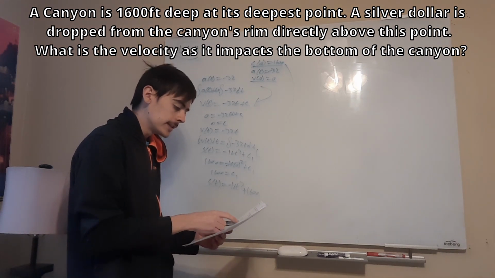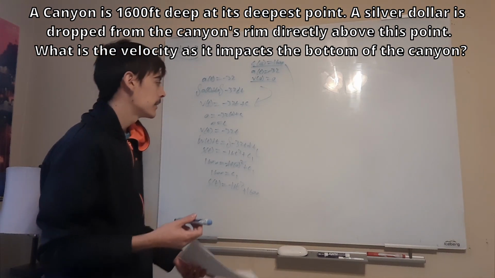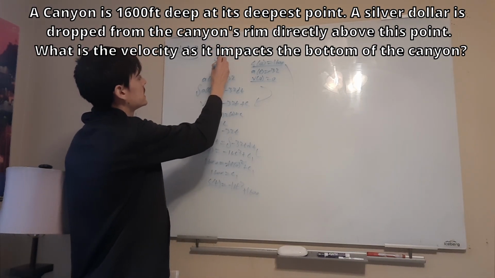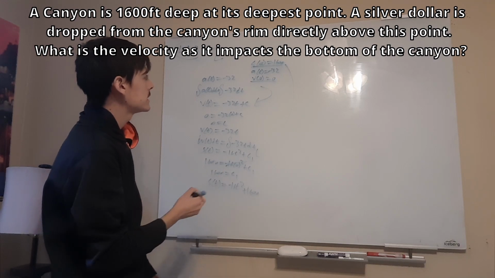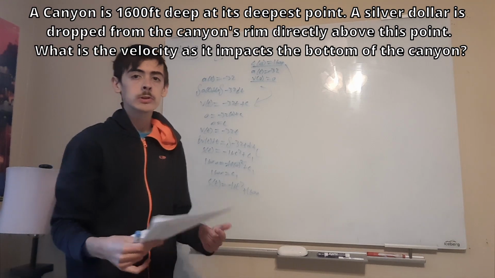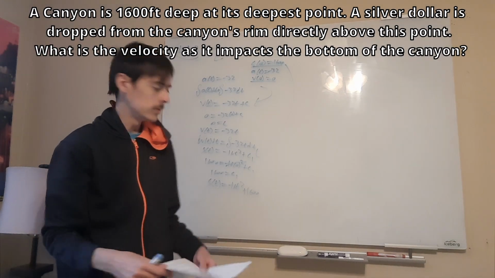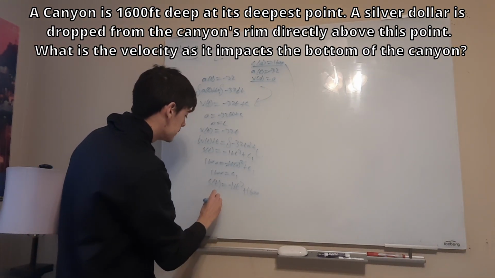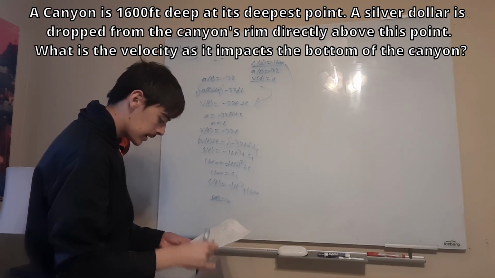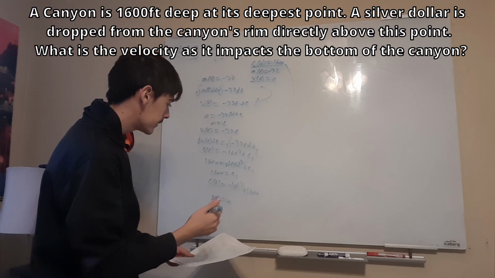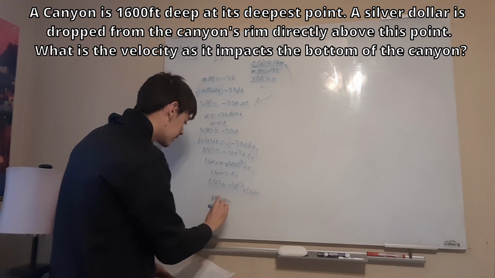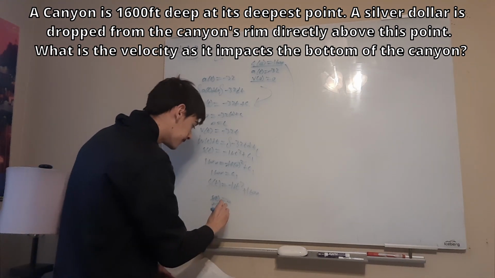It's asking us the velocity of the silver dollar as it impacts the bottom of the canyon. So remember our picture right here. We want to know the velocity when it hits the bottom. So we know when it hits the bottom that s of t will equal 0. First we want to find the time that it equals 0, so we set s of t equal to 0. We would just plug that into our calculator, though this time we don't really need to because it's a simple equation, and that gives us t is equal to 10.